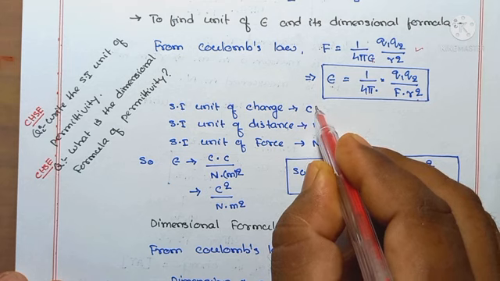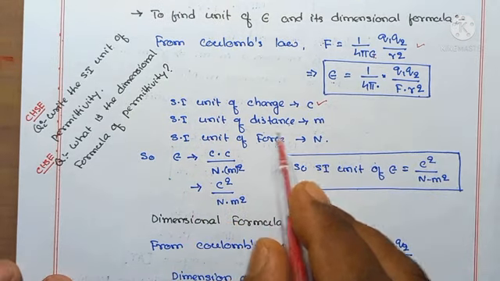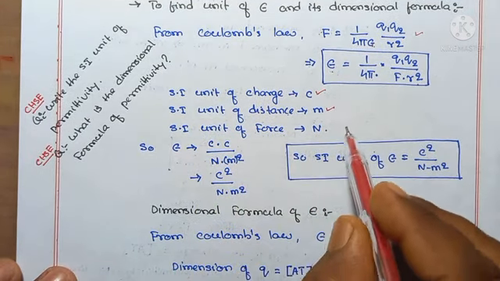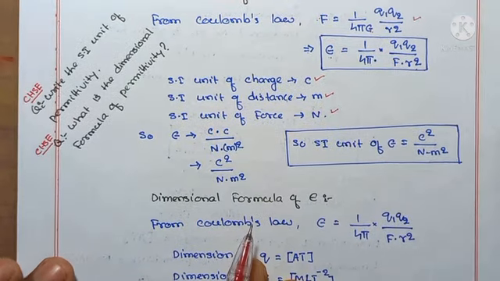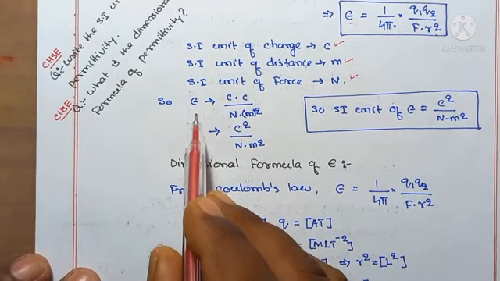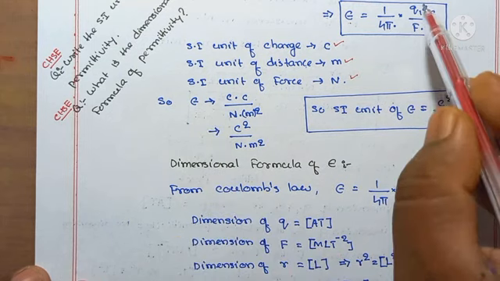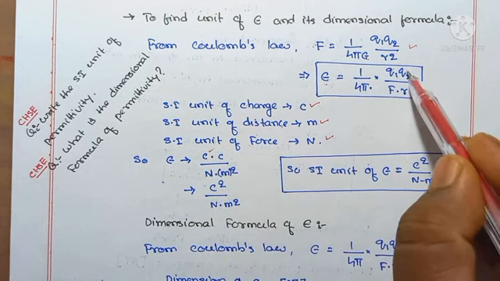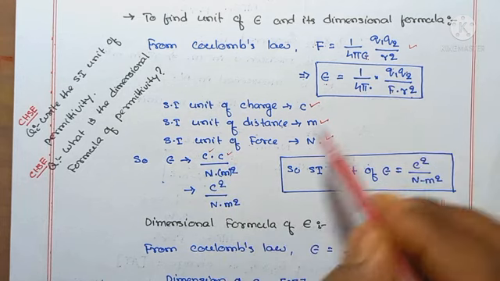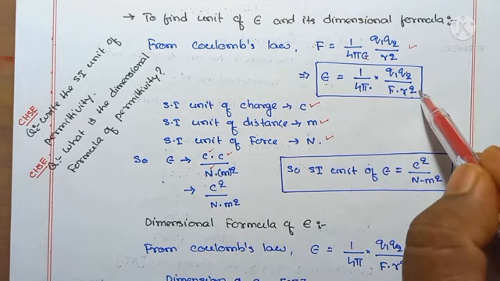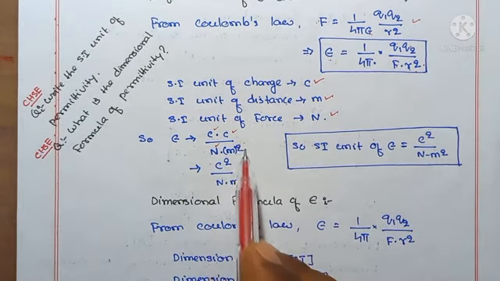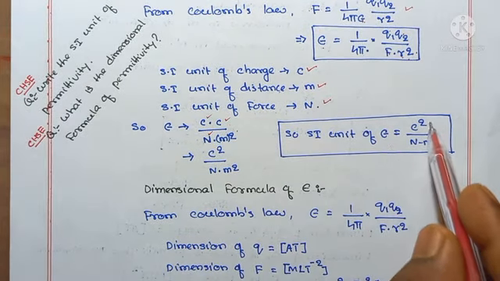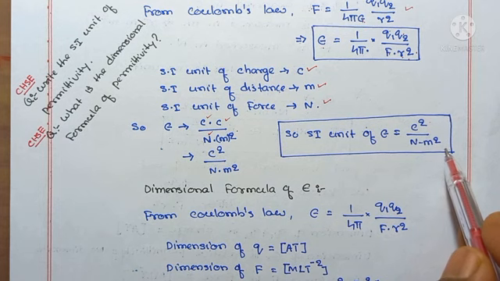The SI unit of charge is coulomb, so C. The SI unit of distance is meter, so M. The SI unit of force is Newton. So for Q1 it is coulomb, Q2 also coulomb, force is Newton, distance square means meter square. After simplification, the SI unit of epsilon becomes coulomb square by Newton meter square.